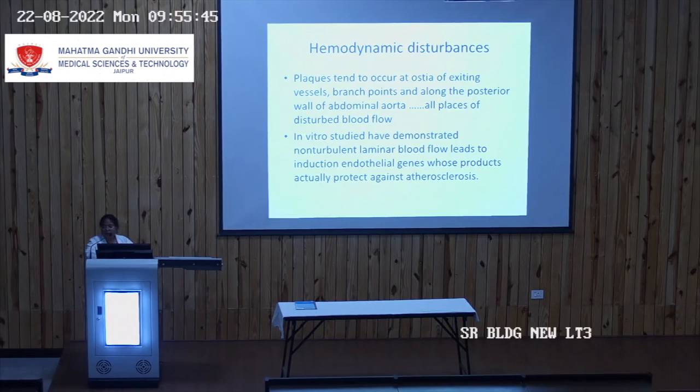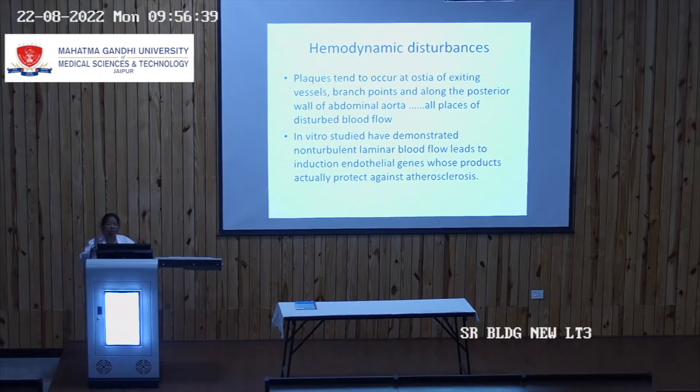It is seen that atheromatous plaques tend to occur at the ostia where the various branches from the aorta arise. Because when the blood is flowing in a laminar fashion and a branch develops, the blood goes to the side, and some form of hemodynamic disturbance occurs. So the majority of the plaques are present where the ostia of the vessels are. And also in vitro studies have demonstrated that a completely laminar, non-turbulent flow leads to induction of endothelial genes which protect against atherosclerosis. So this is the evidence which points that hemodynamic disturbances cause atherosclerosis in vivo and in vitro. Understood?